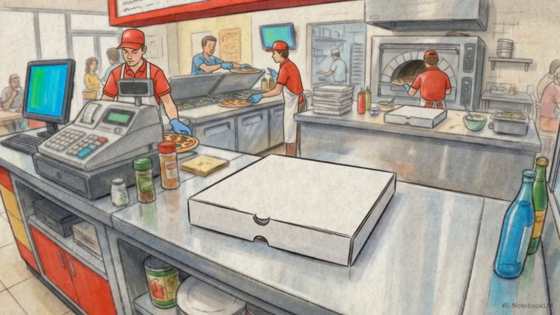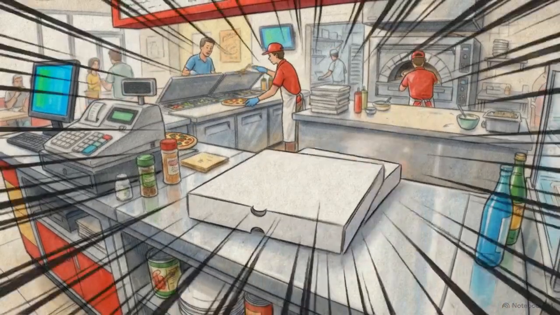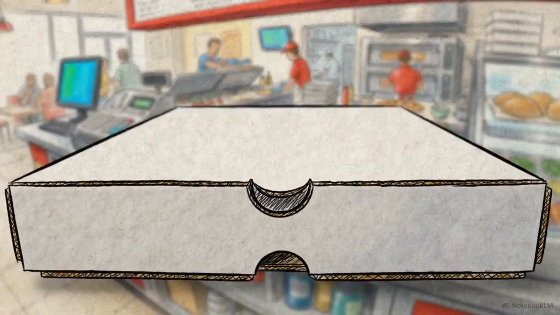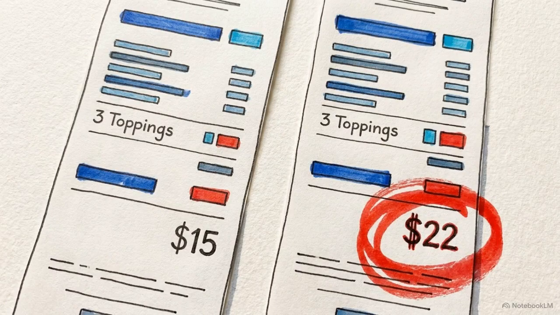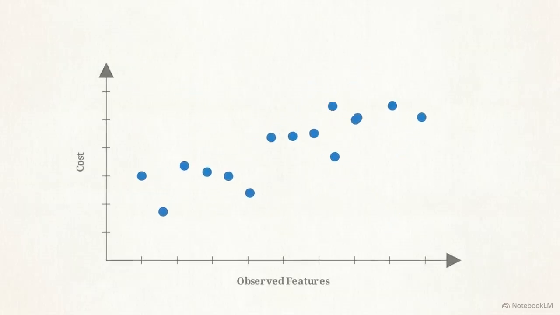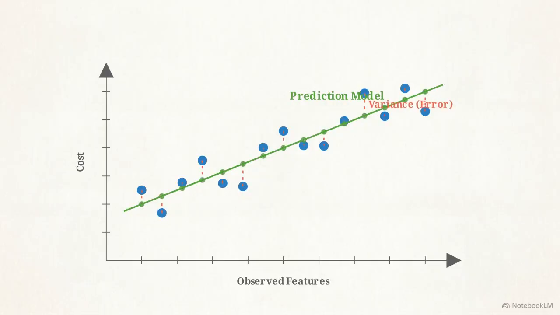Imagine standing at a checkout counter. You and your friend both order a 3-topping pizza, but when the receipts print, yours costs $15 and theirs is $22. How is that possible? When things seem random, we naturally try to find a pattern. But how can we actually measure, mathematically, if we can predict what something is going to cost?